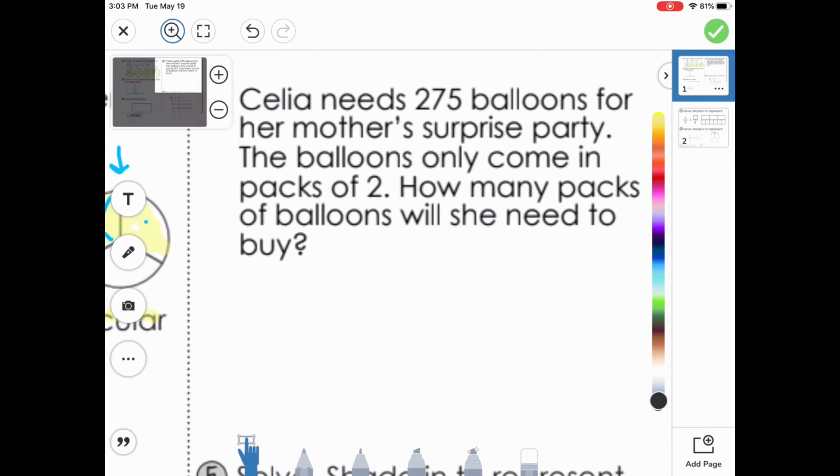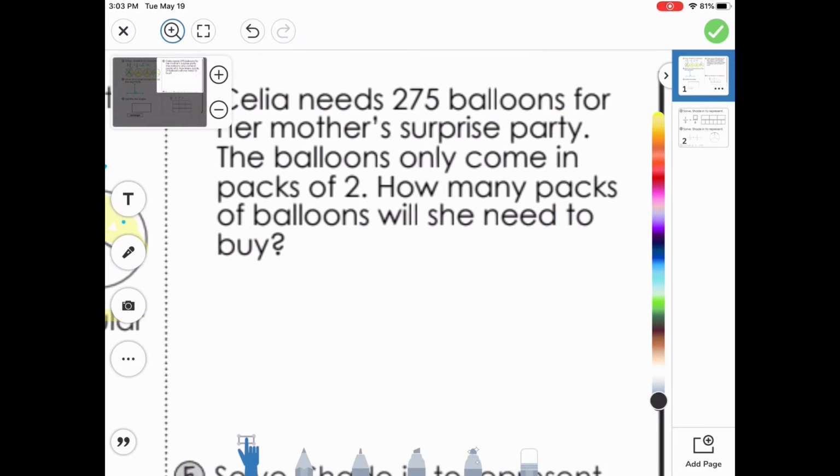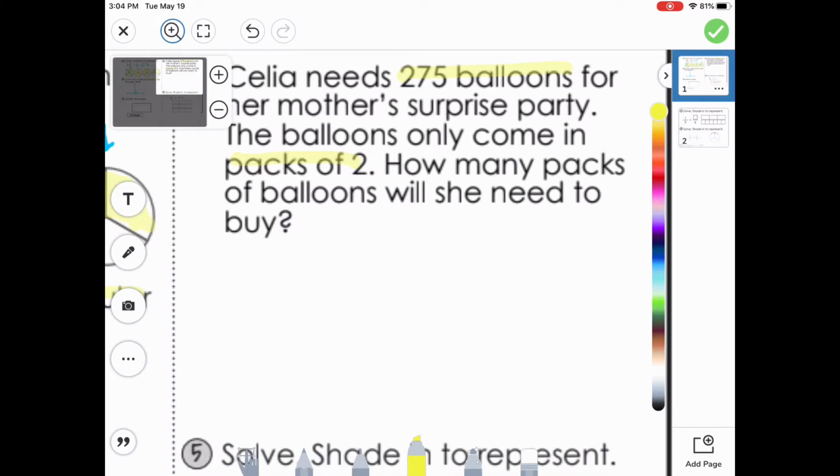Question number 4. Celia needs 275 balloons for her mother's surprise party. So I'm going to highlight 275 balloons. The balloons only come in packs of 2. How many packs of balloons will she need to buy? So for this problem, I realize that I need to take 275 and split it into 2 equal groups. So I think I'm going to use long division to help me solve this problem.